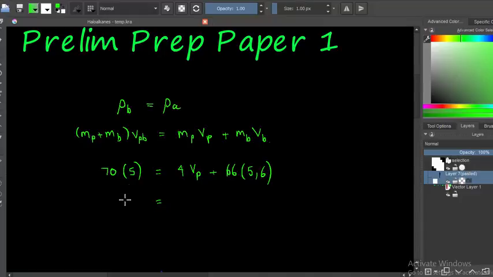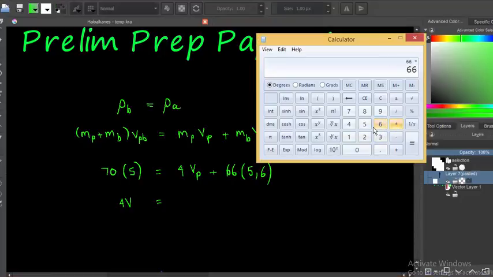Okay, on this side, 70 times 5 is 350, so we've got 4v plus 66, let's do the calculator. 66 times 5.6 is that, and that's what we get on this side, and then subtracting it from the 70 times 5, I get negative 19.6.